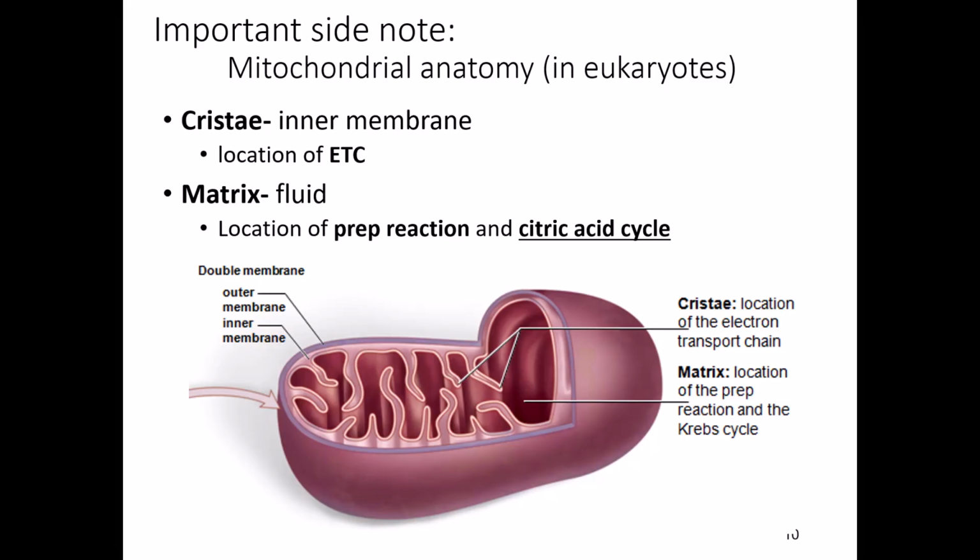So the mitochondria has an inner membrane, which is called the cristae. That's the location of the electron transport chain. And then the mitochondria also has a fluid portion, which is called the matrix. And that is the location of the prep reaction and the citric acid cycle.